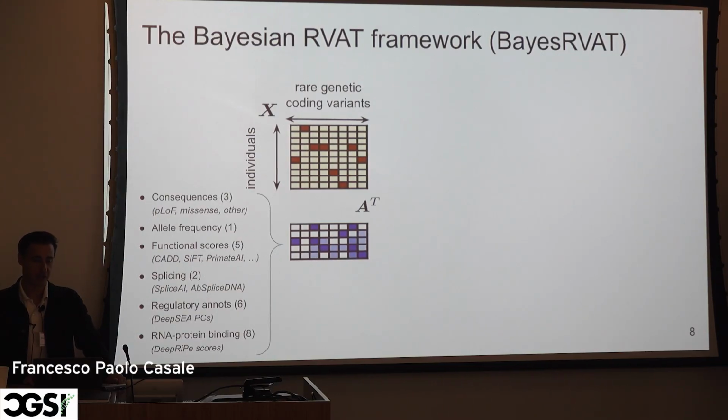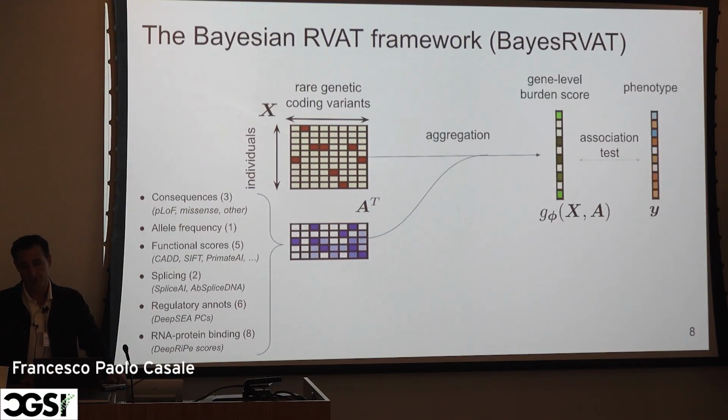We call it Bayes-ARVAT. So we start from rare genetic coding variants within a gene and a bunch of annotations that we have on them. These are all different pathogenicity scores and other genomic information that we have on the variants. There is a full list there you can read, but at the high level, we have 3 consequence scores, we include the allele frequency, 5 functional scores, 2 that capture splicing, 5 regulatory annotations, and 8 that describe RNA protein binding. Then, of course, you can use an approach where you aggregate them in a gene level burden score and then test association with the phenotype.